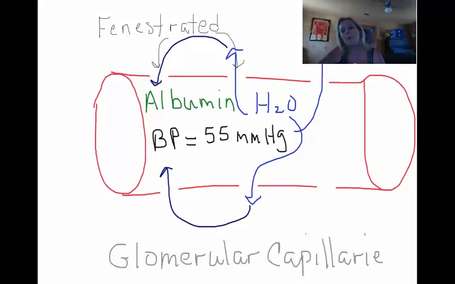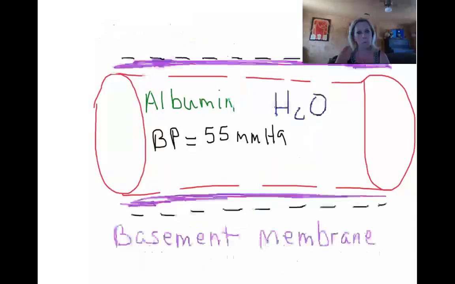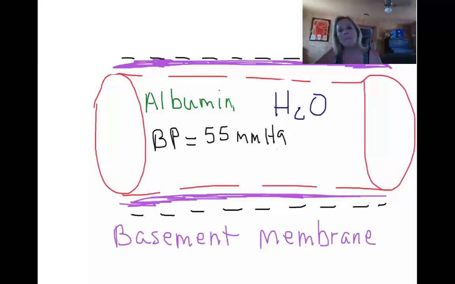So in order to protect the body and to make sure that we don't lose too many proteins, or any proteins I should say, from the glomerular capillaries, there are a couple of different things that happen. First of all, number one, the fenestrations are very small. Second thing is, all the way surrounding these capillaries, all the way around the outside, is what's referred to as the basement membrane. And the basement membrane is made up of a bunch of negative charges.